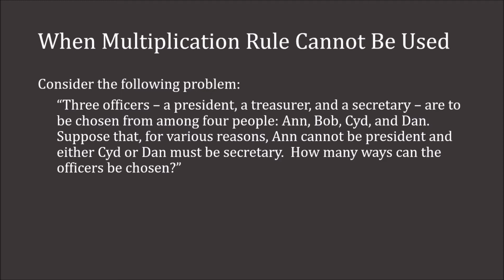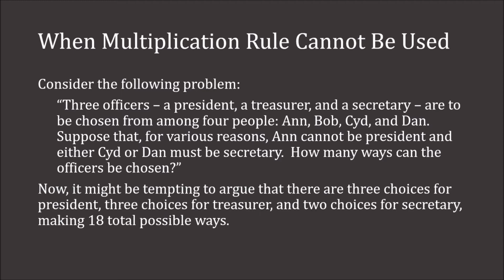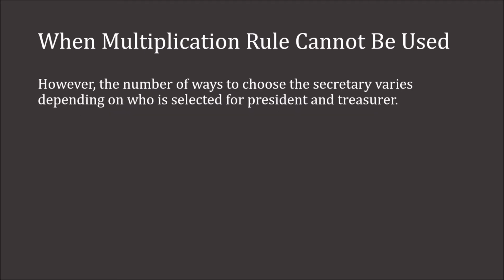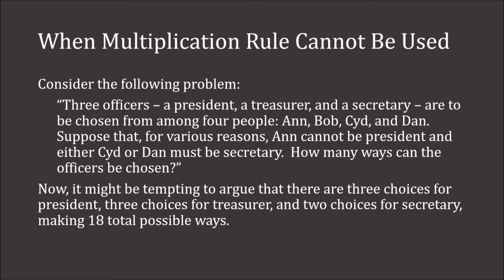Now, it might be tempting to argue that there are 3 choices for president, 3 choices for treasurer, and 2 choices for secretary, making 18 total possible ways. However, this would be incorrect, because the number of ways to choose the secretary varies depending on who is selected for president and treasurer. Right? Because remember, Sid or Dan must be secretary, and Anne cannot be president.